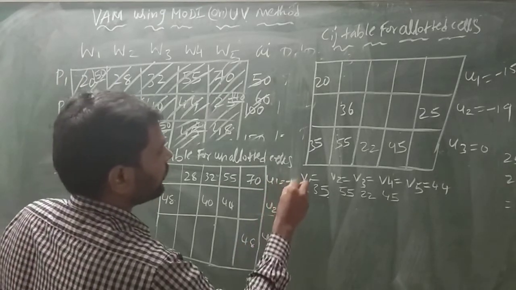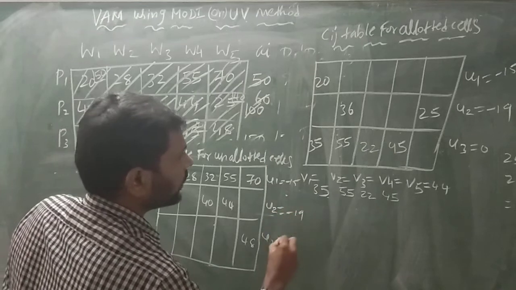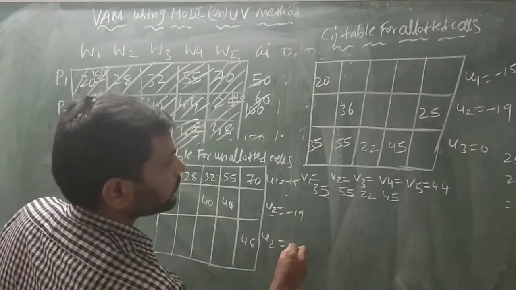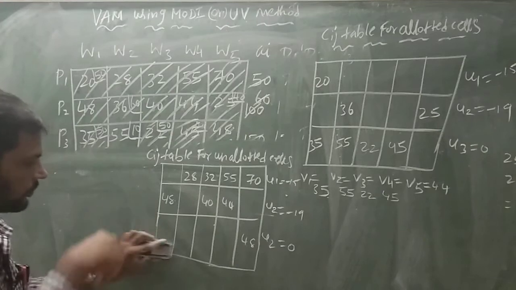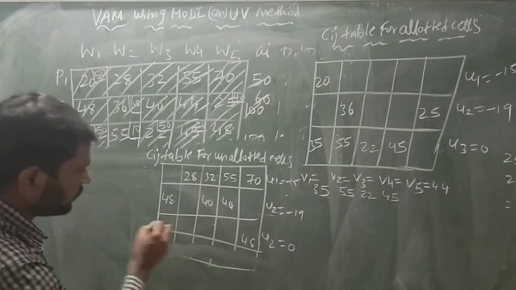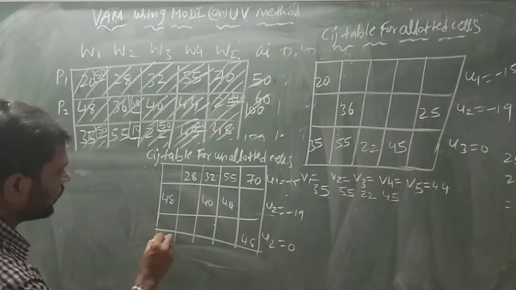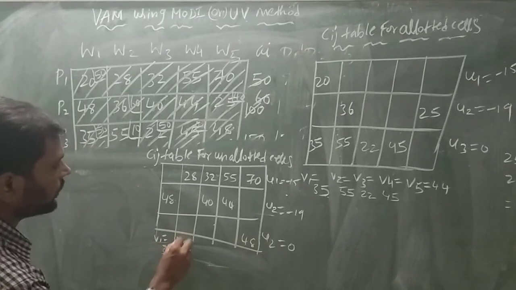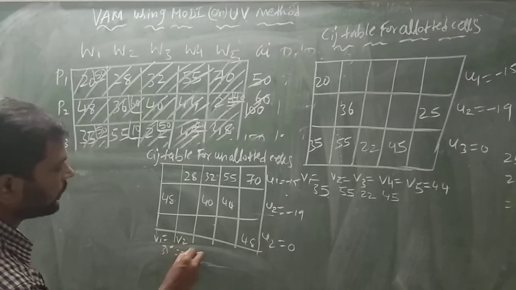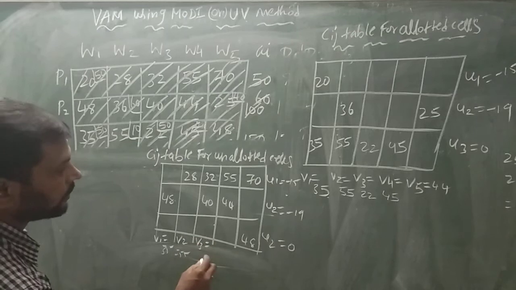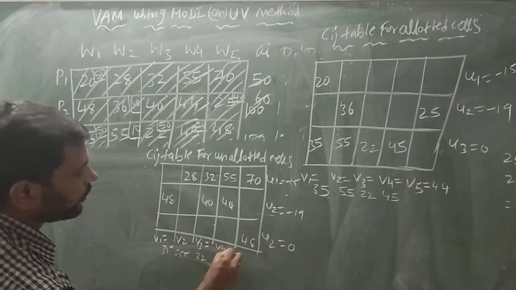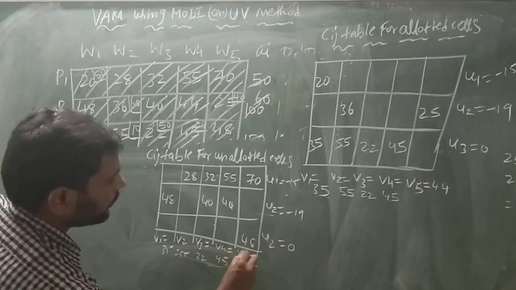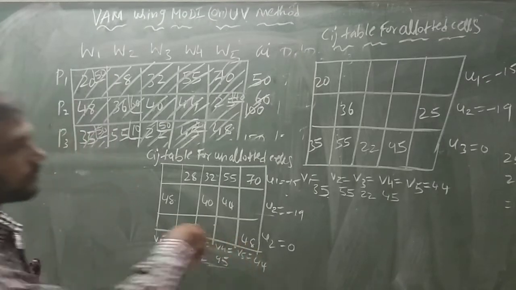And I also enter the same values: U1 is minus 15, U2 is minus 19, U3 is 0, V1 is 35, V2 is 55, V3 is 22, V4 is 45, V5 is 44.